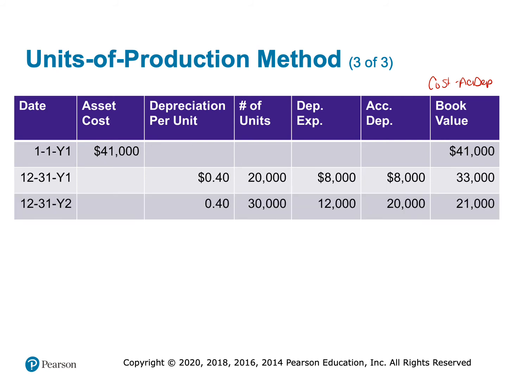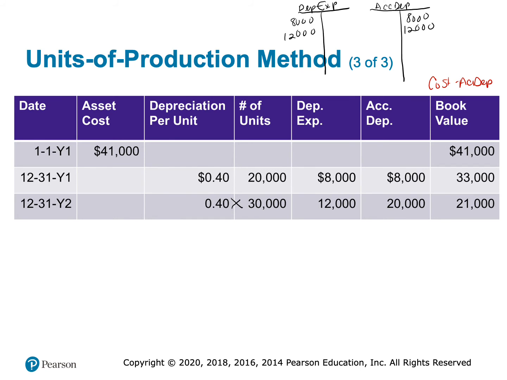So for year two, we drove the truck 30,000 miles. When I multiply that out, 40 cents per mile times 30,000 miles gives me 12,000 of depreciation expense. So I'm going to debit depreciation expense, credit accumulated depreciation for $12,000. Looking at my T accounts, I have depreciation expense, which I first debited for 8, and now I've debited for 12. And I have accumulated depreciation that I first credited for 8, and now I've credited for 12.